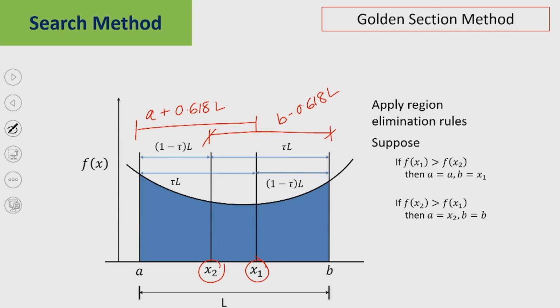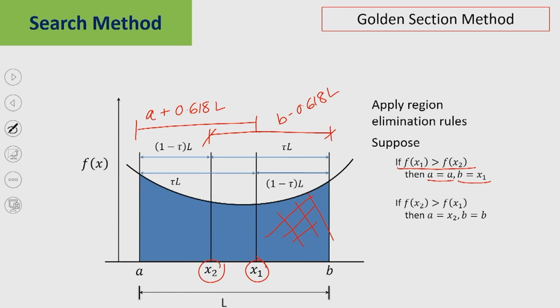Then you will apply the region elimination concept. You will compare the function values at x 1 and x 2. The first condition is if f of x 1 is greater than f of x 2. In that case, the region x 1 to B will be eliminated. Therefore, A will not change, so A will be equal to A, and B will be equal to x 1.